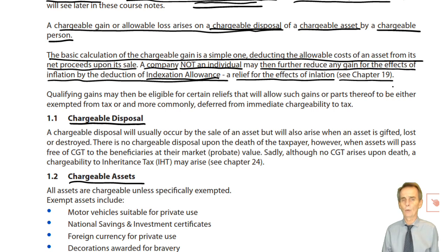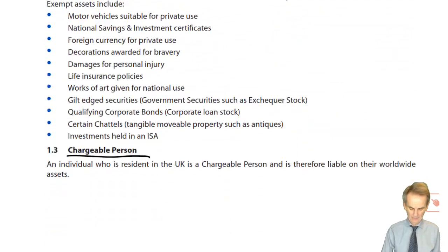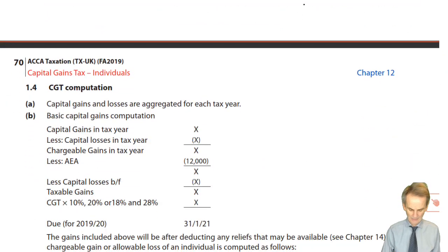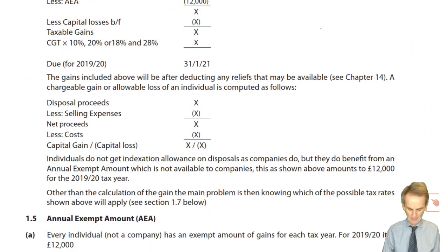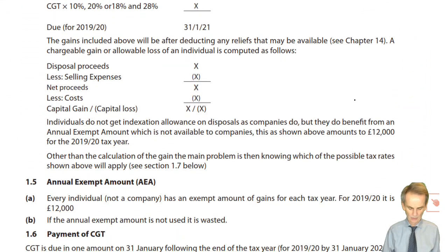What do we sell it for? What are our net sale proceeds? And deduct from that our allowable costs. Let's just have a quick look over the page now at that basic calculation and see just a couple of other things, as I mentioned a moment ago, coming into this.